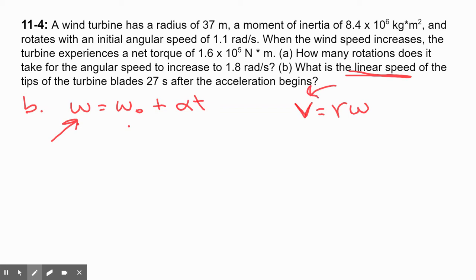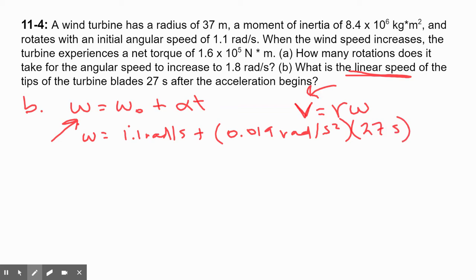So we just need to calculate this, and then we can plug everything in and solve for linear speed. Okay, so angular speed is equal to, we need our initial speed, which was 1.1 radians per second, plus angular acceleration, which we calculated, 0.019 radians per second squared. And we have the time, which is 27 seconds. So we'll find that that angular speed is 1.6 radians per second.